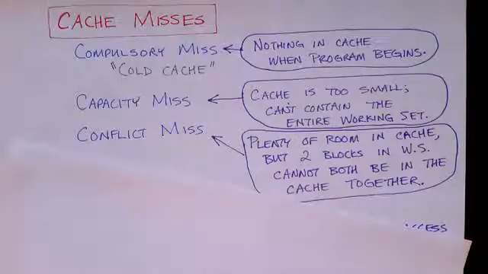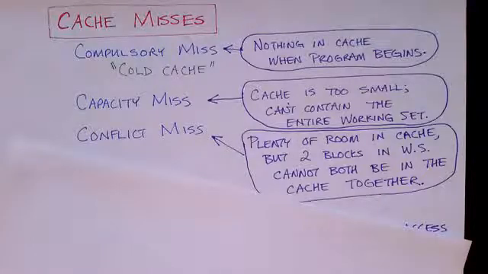So the first kind, the compulsory miss, occurs when the program first begins. Obviously, when a program first begins, its data, its working set data, is not going to be in the cache. So the first time the data is accessed, there will be a cache miss. And you have to load the cache, and so that's why we call it a compulsory miss.